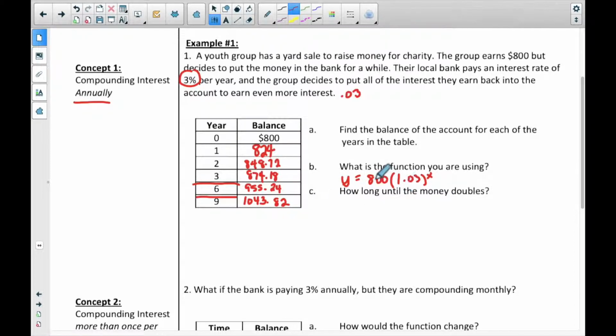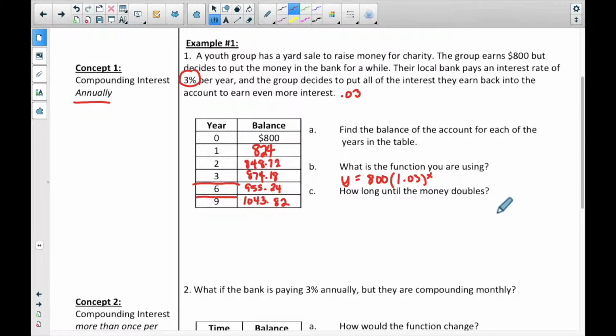Because the equation I was using is y equals 800, that's our starting amount, times 1.03, where 0.03 is our interest, to the x power. That's a formula that we've known so far. That's not a new formula to us, but I'm going to use this example to move on to a couple other things. All right, so that's the formula. This is the table. How long until the money doubles?